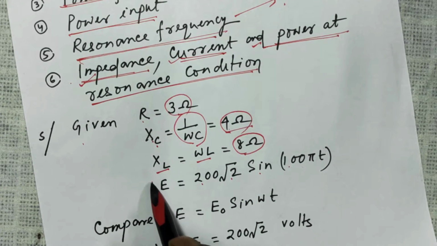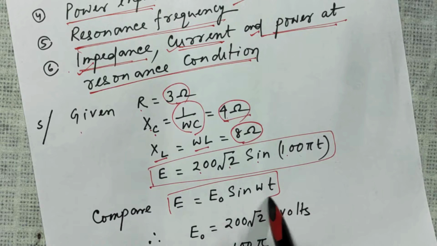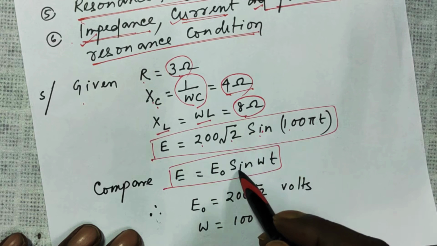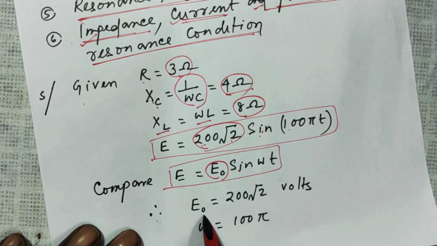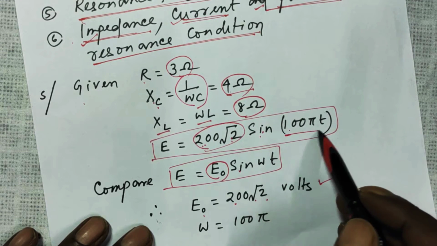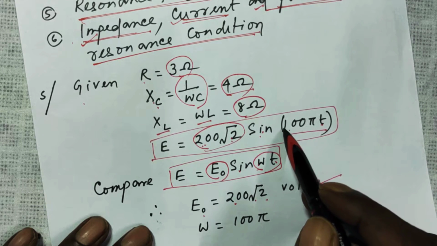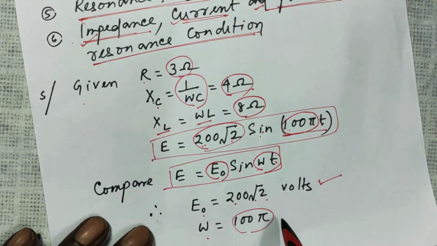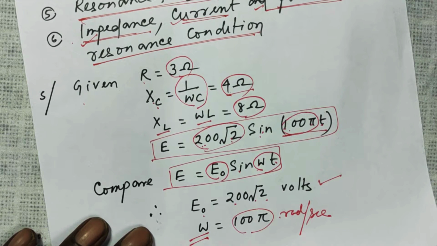Now, if you compare this with the alternating EMF, E is equal to E naught sine omega t, what is the conclusion? This is your E naught. So E naught is equal to 200 root 2 volts. And if you compare this part and this part, 100 pi is your omega. So omega is equal to 100 pi. What will be the unit? Radian per second. So that is the angular frequency.